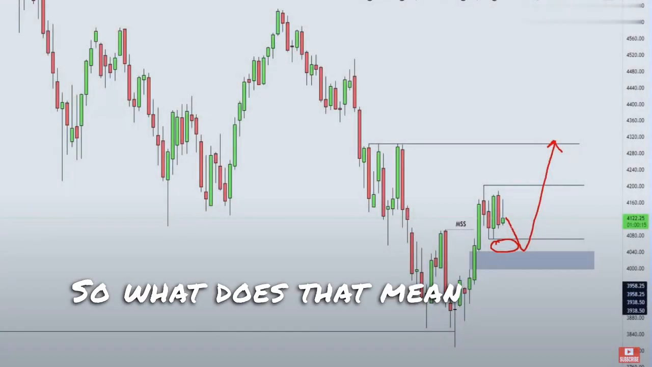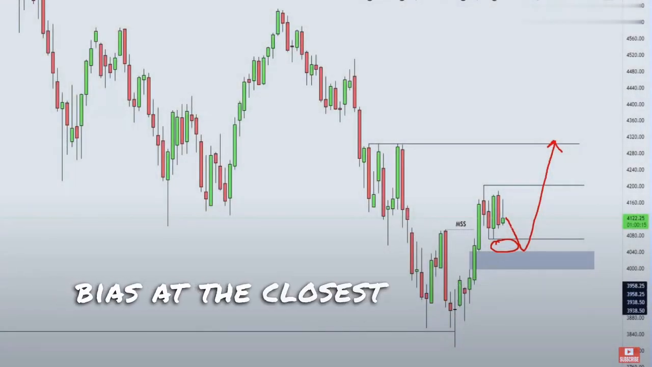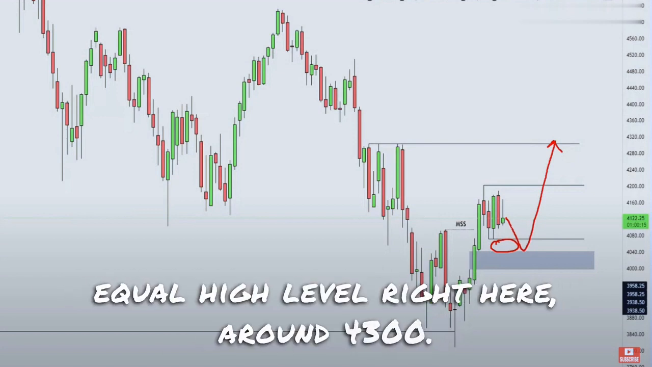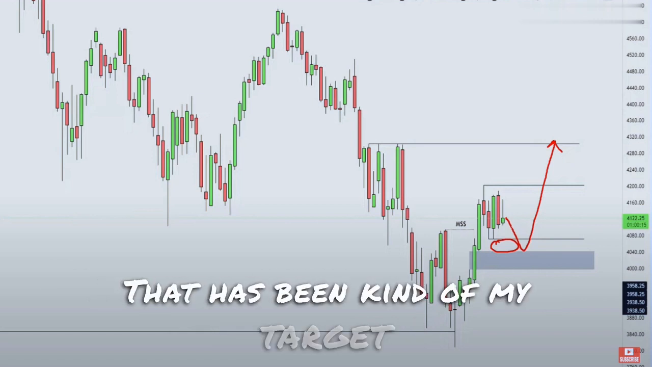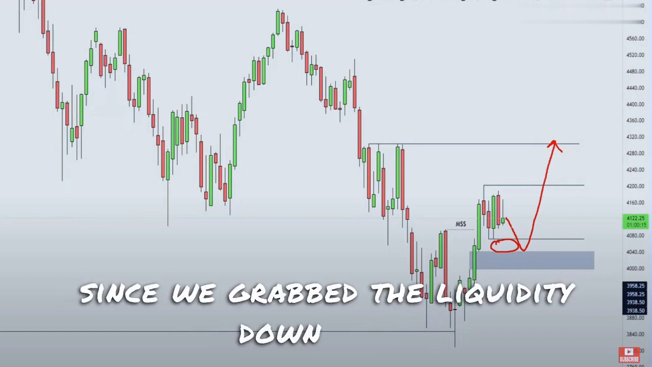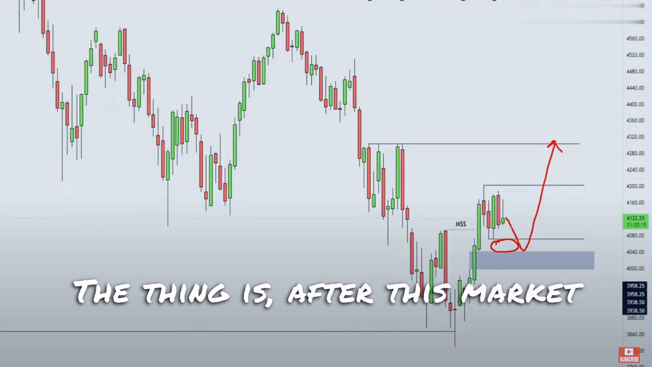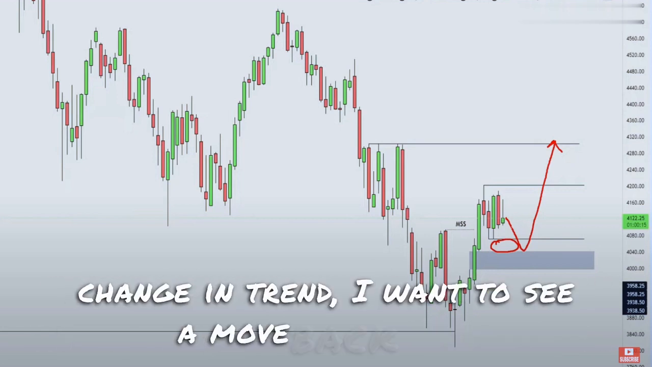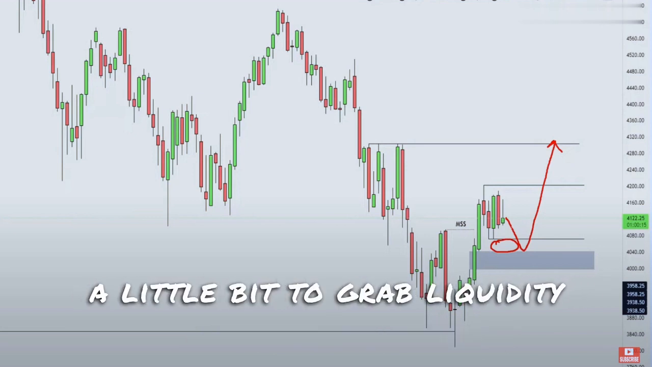So what does that mean for my daily bias? At the closest imbalances and liquidity, as you can see, I have this super equal high level right here around 4,300. That has been kind of my target since we grabbed the liquidity down here. The thing is, after this market structure shift up, signaling a change in trend, I want to see a move back down a little bit to grab liquidity and move higher.